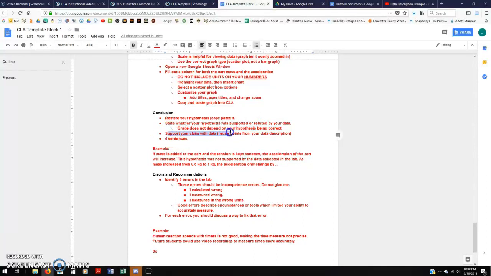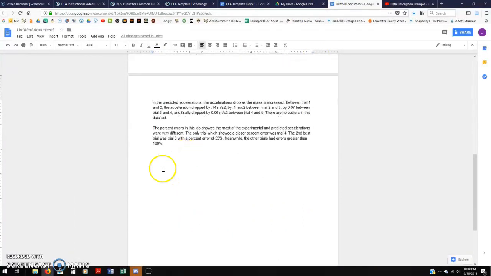And then you should try to support that claim, whether it's supported or not, by using your data. And reusing some points from your data description would be good. And this should be at least 4 sentences long. So once again, it shouldn't take us too long to kind of knock out a conclusion. So our conclusion will come after our graph section, and you can really just copy paste your graph right into this section here. But the conclusion section will take place after that, and it is our second last section.